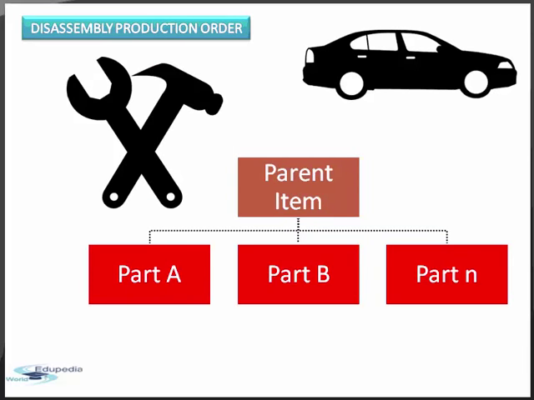Let us see about the disassembly order. We use the disassembly production order to disassemble a parent item of a regular product into its components. You disassemble the product into separate parts that can be put back into stock and sold separately. For example, if you purchased a used car, you take it apart and sell the individual components. In this case, the parent item is issued to the production order and the disassembled sub-items are received into inventory at the end of production.